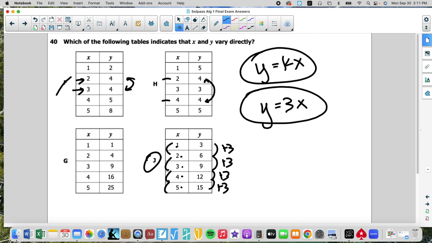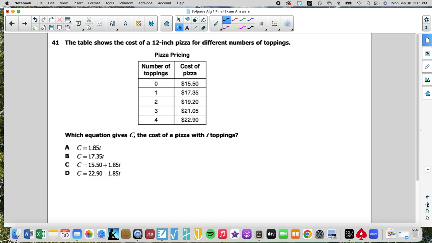This one's going to be x squared. Squared values are not. Could it be G also? No, I think it's just one answer. I like J. J is correct. I don't think it can be squared. Maybe that's why. I'd have to look at my varying directly and indirectly.